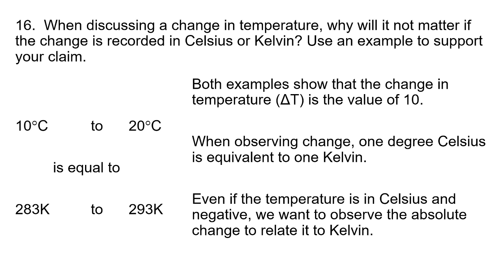Even if the temperature is in Celsius and it's negative, we want to observe the absolute change to relate it to Kelvin. So remember, Kelvin is an absolute scale, so you can't have anything below absolute 0 or 0 Kelvin. So you'll notice that Celsius can go into the negative, but Kelvin cannot. Even though you have negatives, and if you were to compare the change, you might have a negative value and things like that, again, it really doesn't matter all that much. We want to find the absolute change. The magnitude of going from 10 to 11, 11 to 12 is the same thing as going from 283 to 284 to 285. Okay. Moving on.